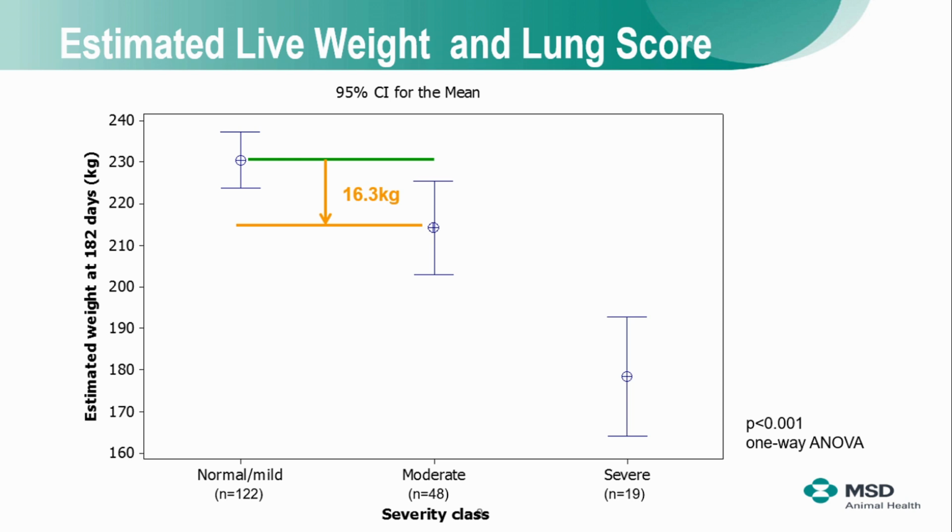Hopefully you can see that there are some significant differences between the mean live weights of those 3 categories. If we compare the moderate to the normal, there was a 16.3 reduction in that mean estimated live weight. And through to severe, quite a dramatic 52.1 reduction in live weight at 182 days.